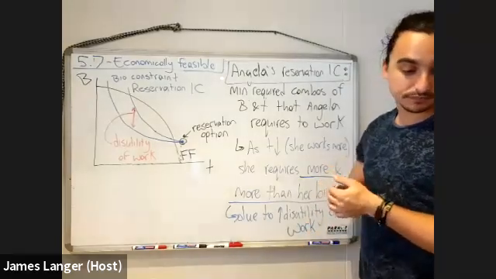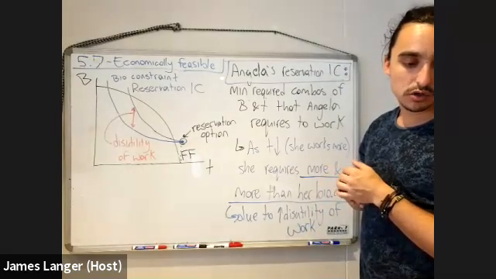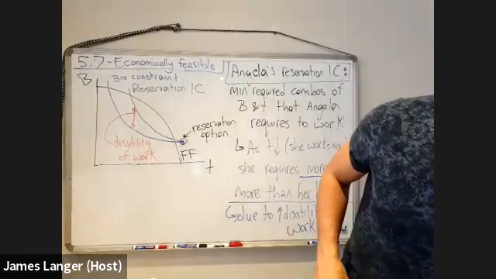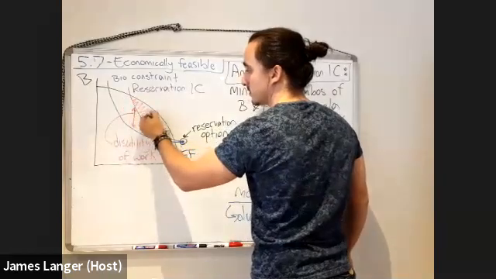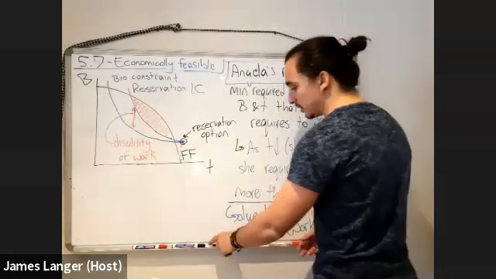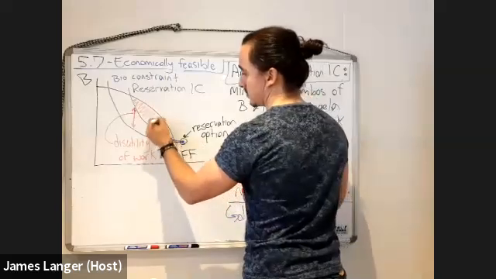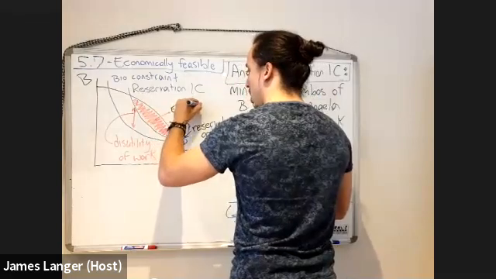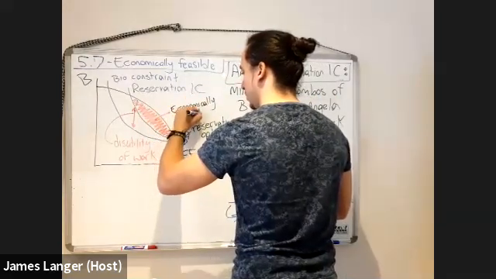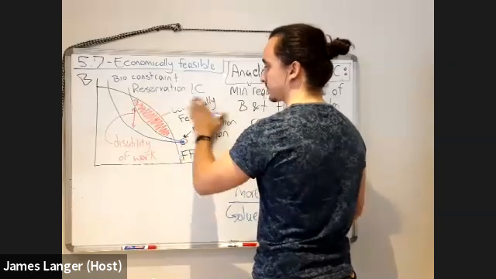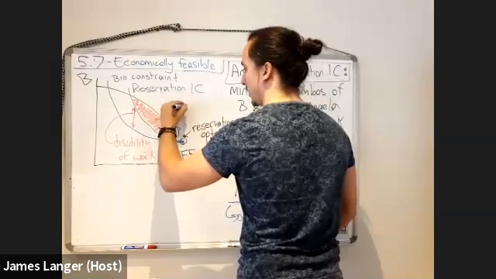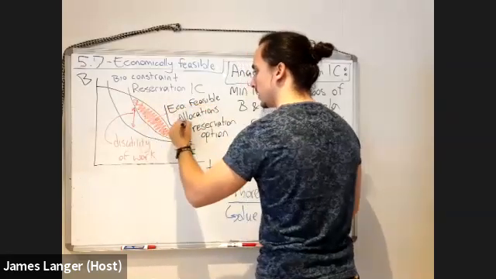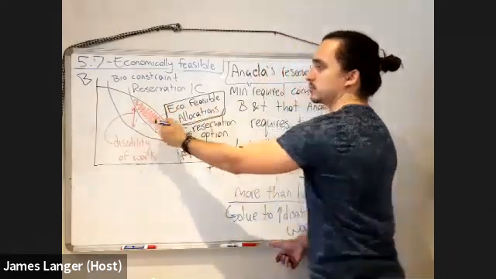And therefore, we can define this area, right, as the economically feasible set. Okay, so that there is my economically feasible allocation. Economically feasible allocation. All exists here, in this part here.